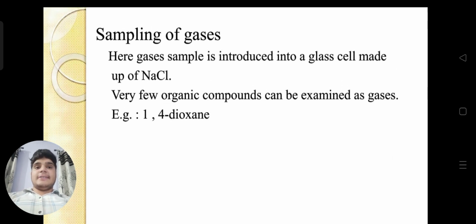Sampling of gases. Here, the gas sample is introduced into a glass cell made up of sodium chloride. Very few organic compounds can be examined as gases. For example, 1,4-dioxane is sampled as a gas.